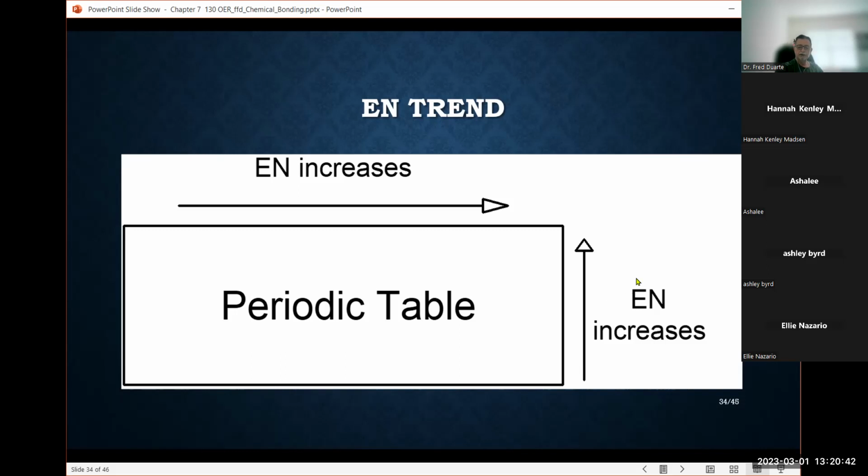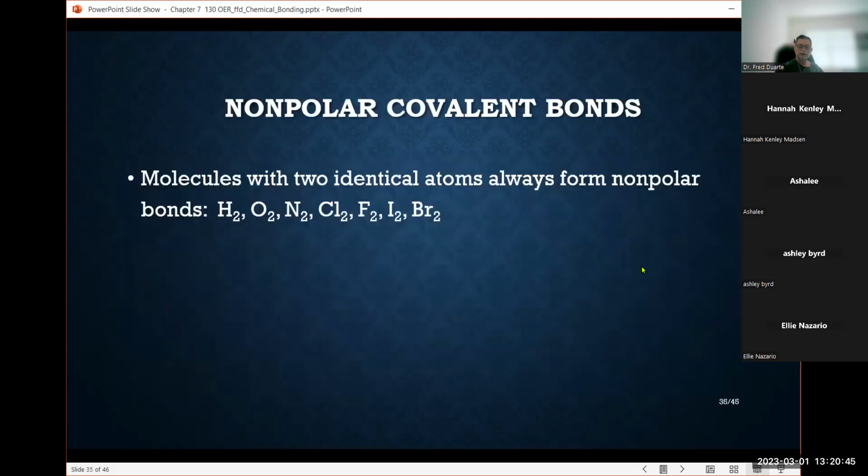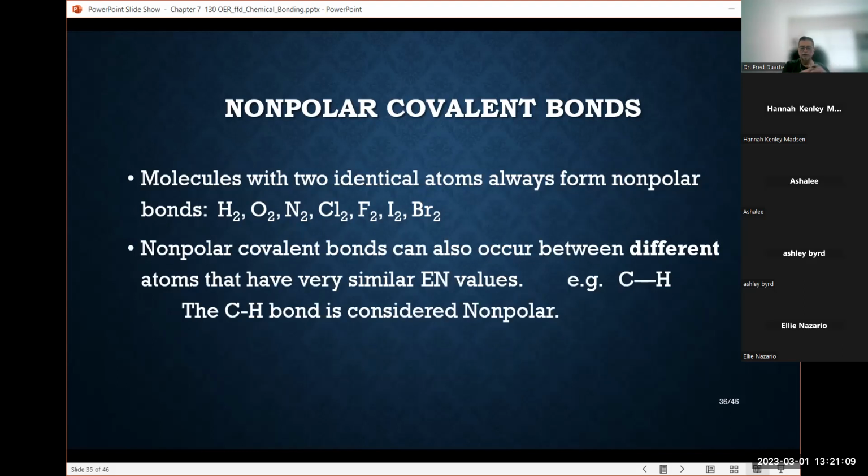Fluorine, again, is the most electronegative. So for nonpolar compounds, all of the diatomic molecules are nonpolar, okay? Because they're the same atom. That scenario is an AA scenario where the two atoms are the same, okay? They have equal electronegativity. And here also, carbon hydrogen is a nonpolar bond.